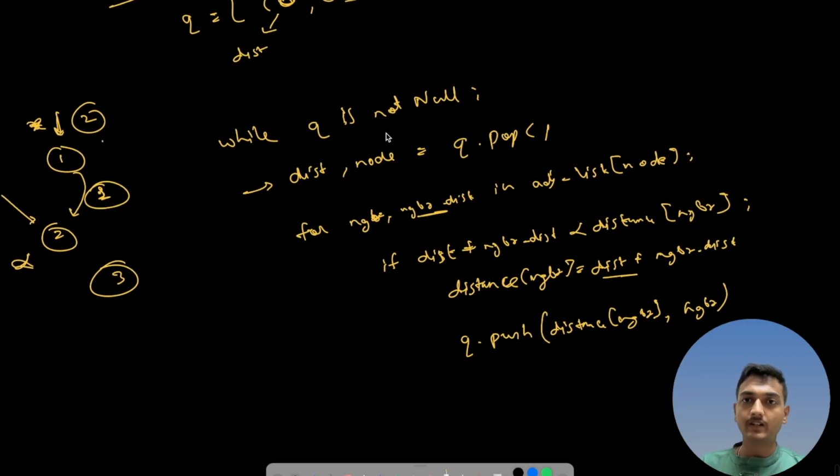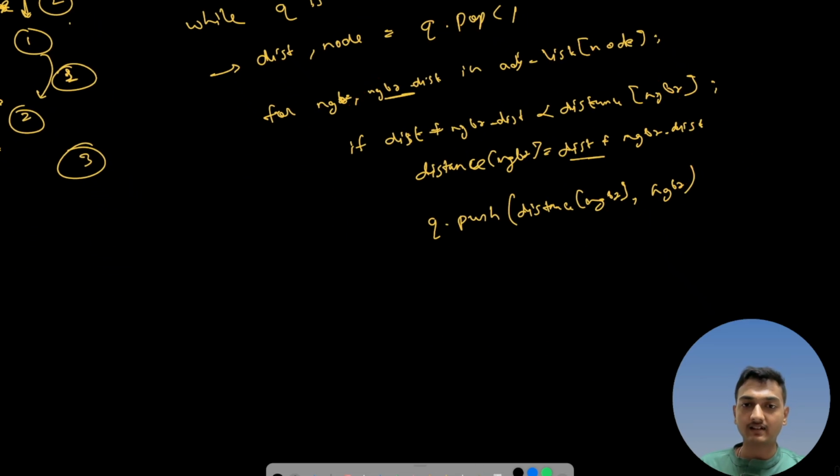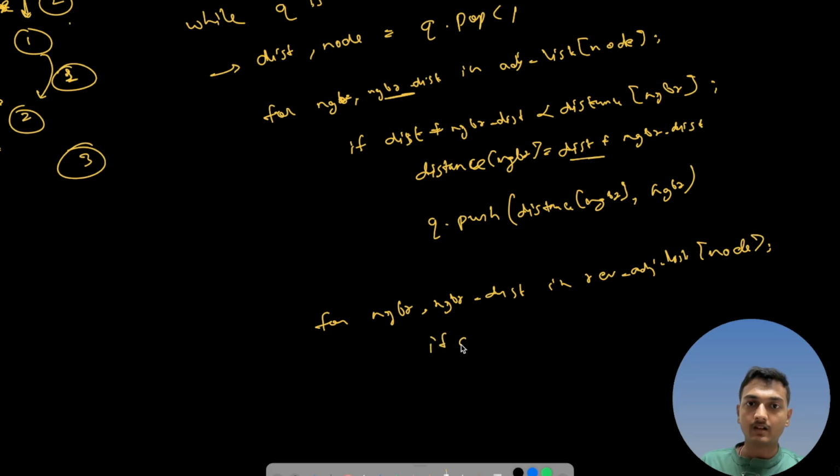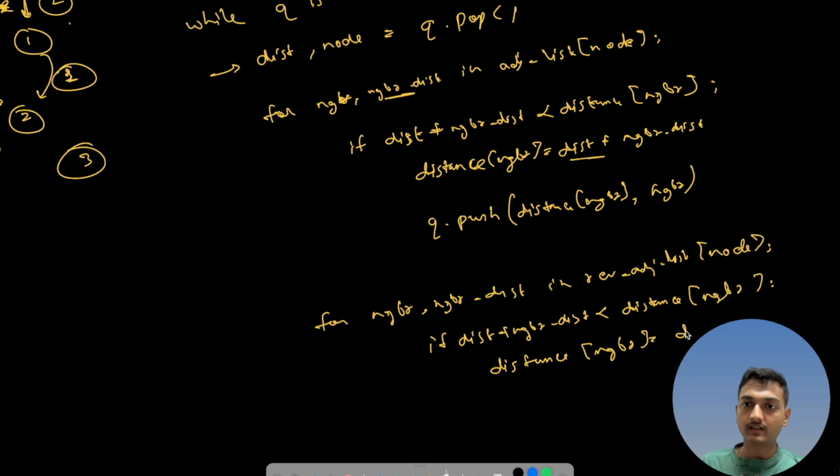I don't think I need to explain these things in much detail because I'm considering that you know the Dijkstra algorithm very well. For the neighbor, now I will be using the reverse adjacency list: neighbor, distance in reversed adjacency list. I need to do the same thing, which will be copy pasted below. If distance plus neighbor distance is less than distances of neighbor, I can visit it. Yes, distance of neighbor equal to distance plus neighbor distance. And I can definitely push it to q because I got something better. As soon as we get something better, we need to push it: distance of neighbor, comma, neighbor.